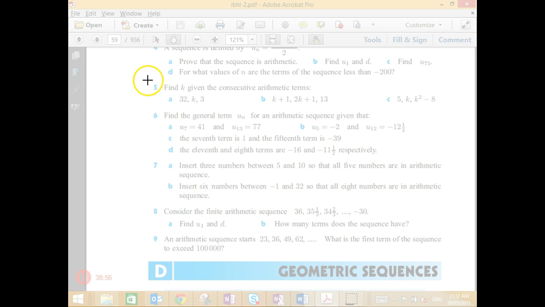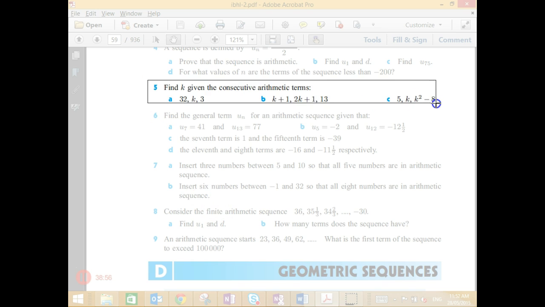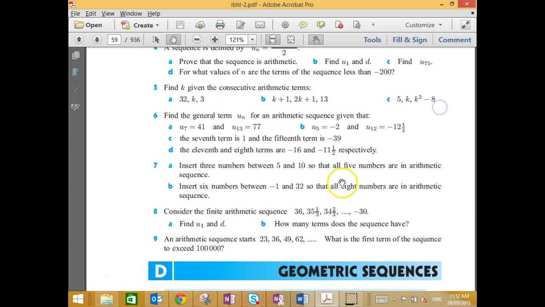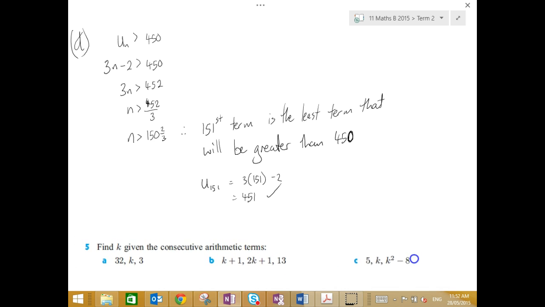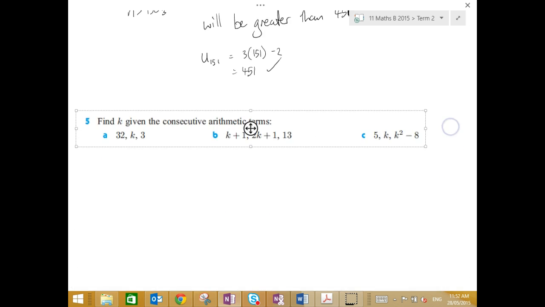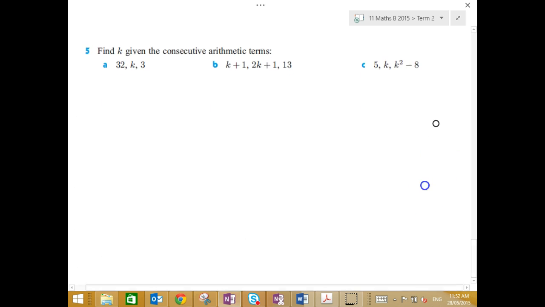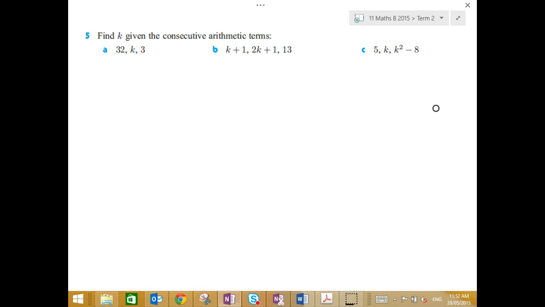I want to have a go at something out of question 5 here, just to give us something to do. Whoa, can everyone read that? That might make it a little bit easier. Find K given the consecutive arithmetic terms. So they're telling you the sequences are arithmetic and they're asking you to find the value of K that makes it true.